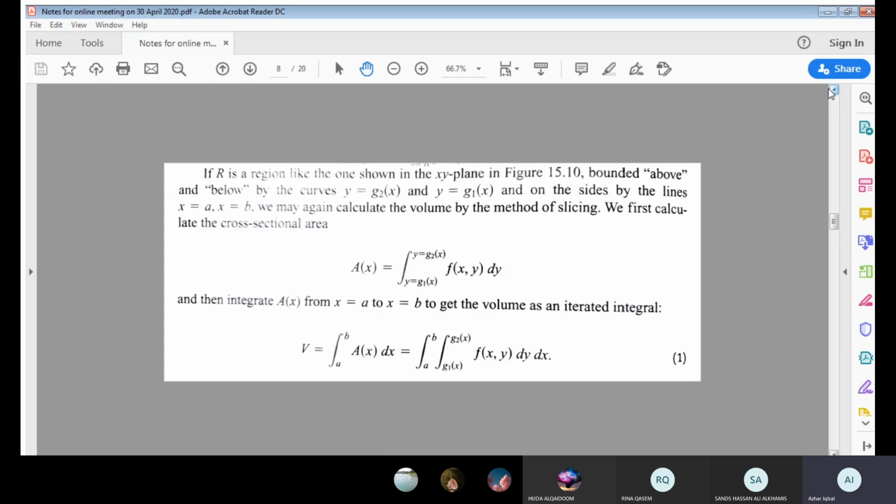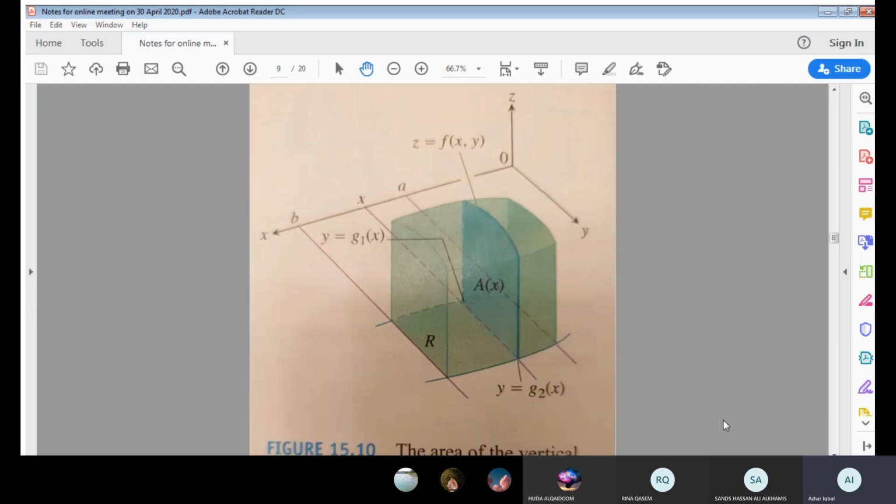So here, if the region is like the one shown, bounded below and above by these curves, and on the sides by the two lines x is equal to a and x is equal to b, then we can calculate the volume of this object by the method of slicing. The method of slicing consists of calculating the cross-sectional area. So here A of x is a cross-sectional area, and let's have a look at it.